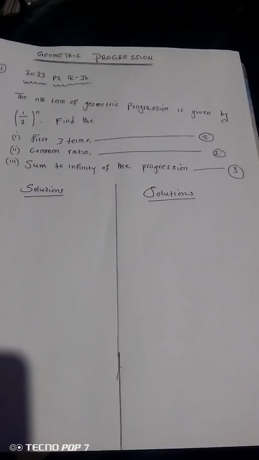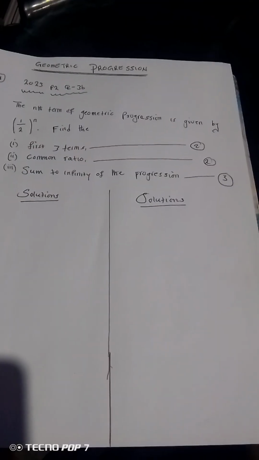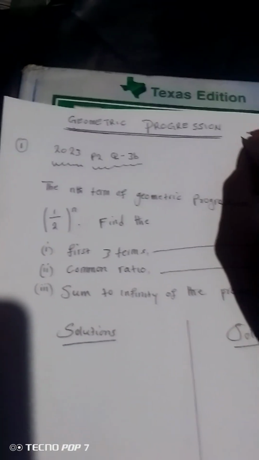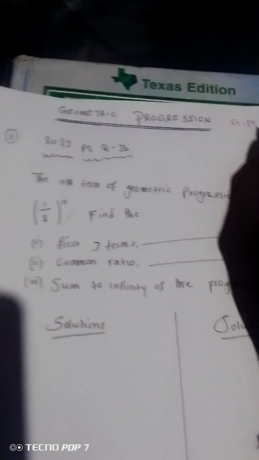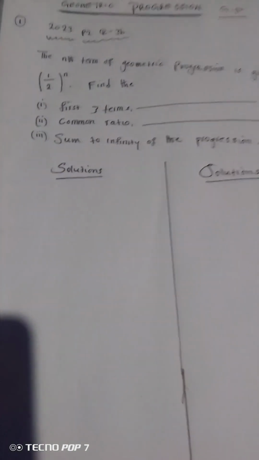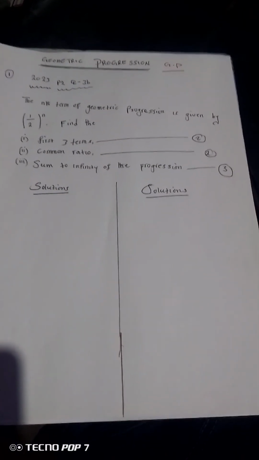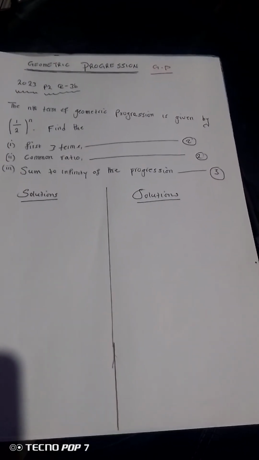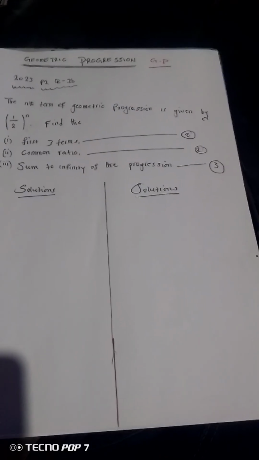Here we have a question from the topic so-called geometric progression, and it is also known as GP. Some people call it GP, and that is the acronym or abbreviation. Now, this question came in the year 2023, paper 2, and that was question 3B.